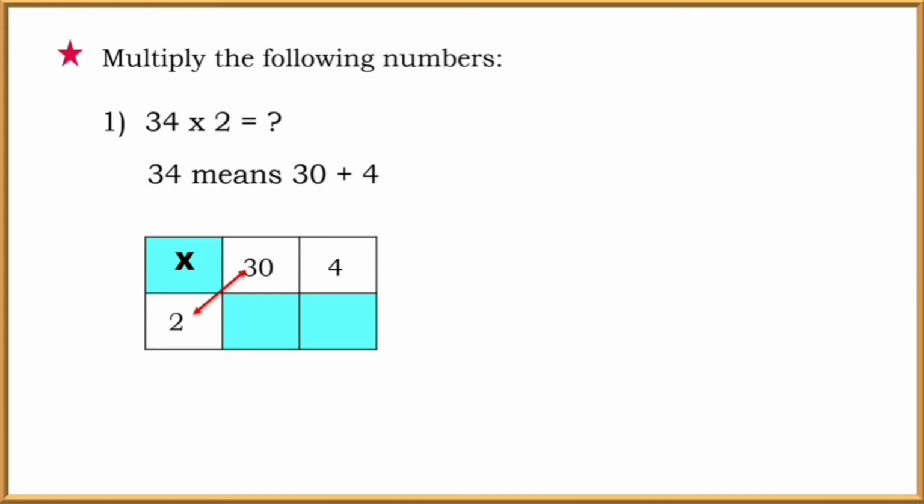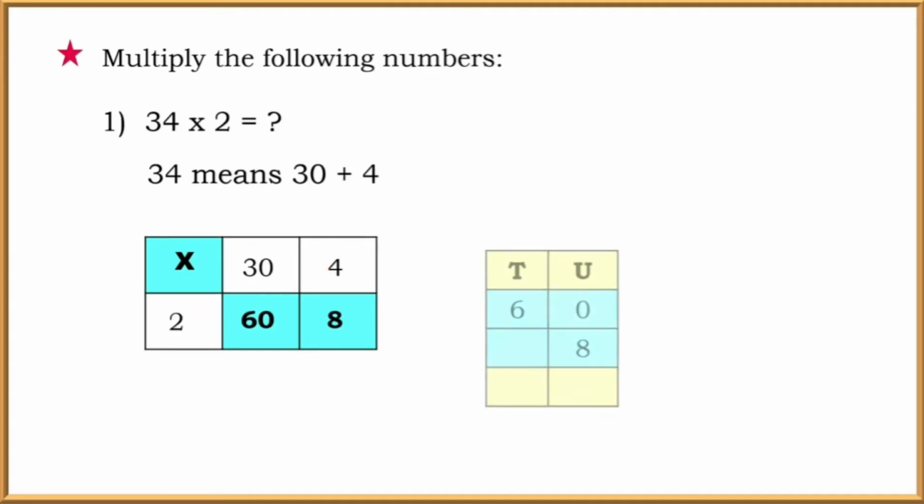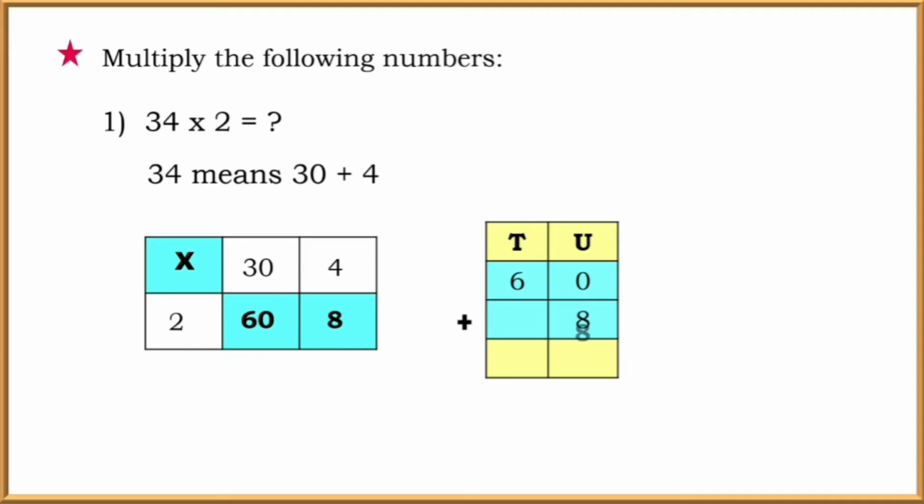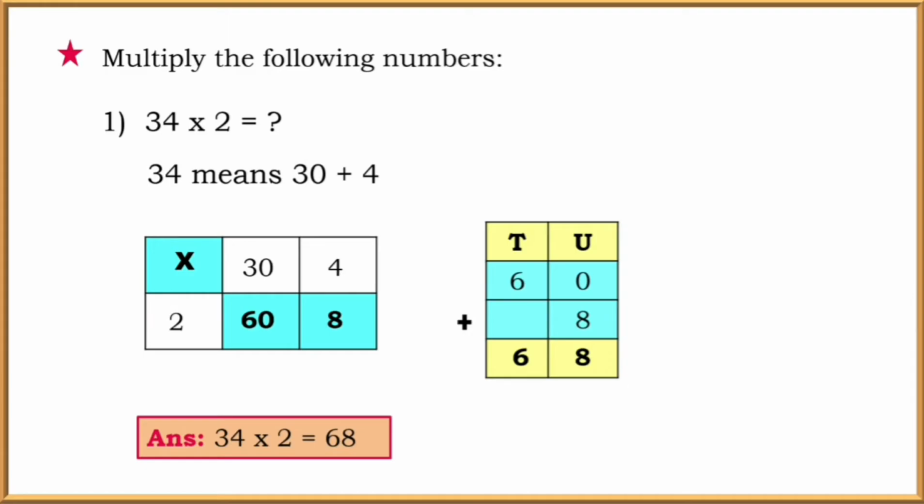Now let us multiply 2 by 30. So here 2 3s are 6. So we will write 6 and then we will put 1 0. So 2 30s are 60. Now let us multiply 2 by 4. So 2 4s are 8. Now we will add 60 and 8. So 60 plus 8 is equal to 68. So final answer 34 multiplied by 2 is equal to 68.